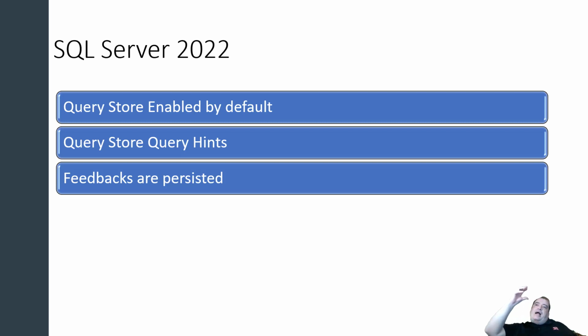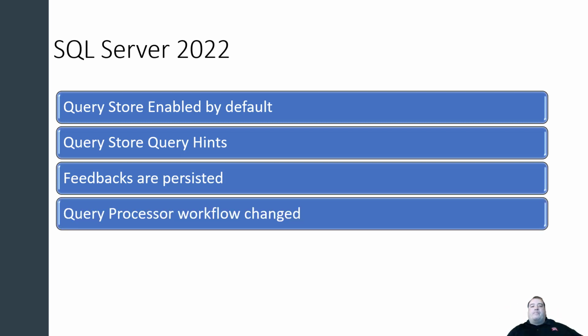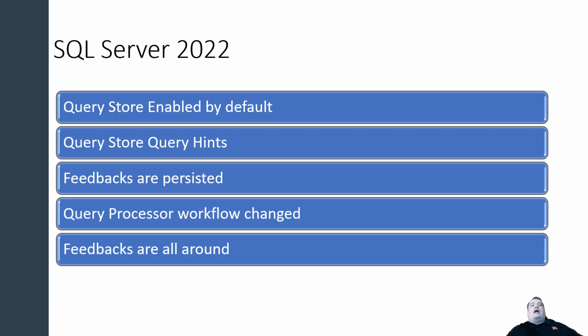This means that the entire compilation and execution process of a query has changed. When a query arrives in SQL Server and will be compiled, SQL Server 2022 will check Query Store for the existence of some feedback in relation to that query, about how the compilation should be made. So the compilation process and the execution process changed. The query processor workflow changed. Feedbacks are all around. We don't have anymore only the memory grant feedback. We have a lot of feedbacks for our queries.